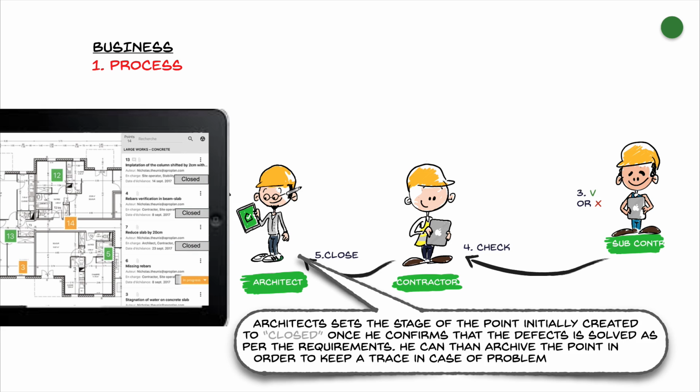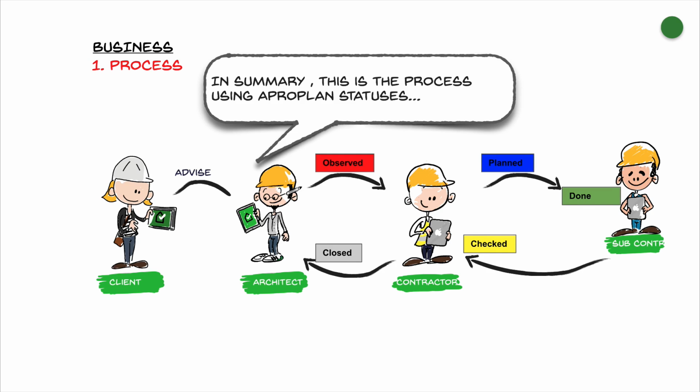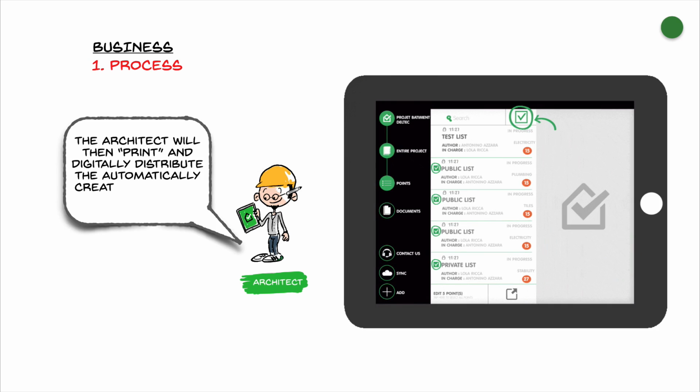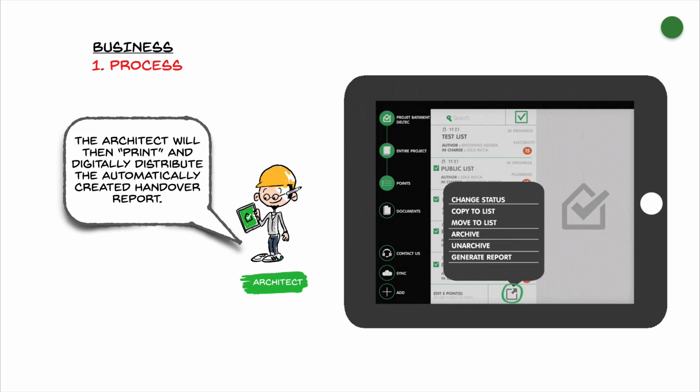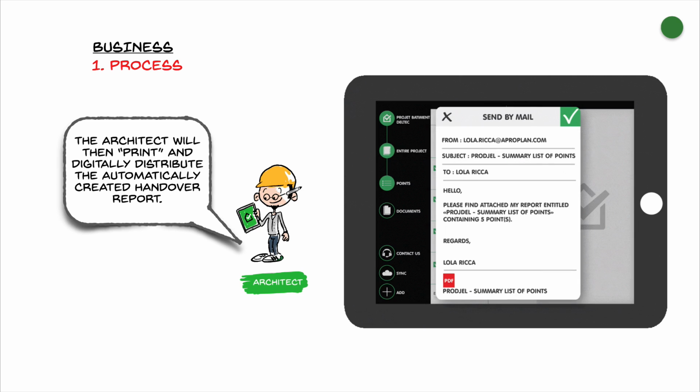The architect sets the status of the point to closed, once he confirms that the defects are solved as per the requirements. He can then archive the point in order to keep a trace in case any problems occur. This was in summary the process using APROPLAN statuses. The architect will then print and digitally distribute the automatically created handover report in a few seconds. Just take a look at your tablet and it's running by itself. What a pleasure.